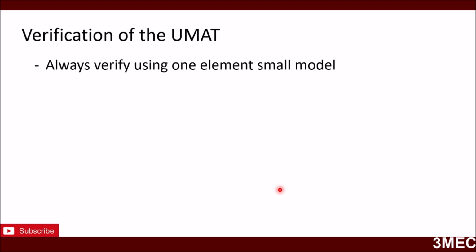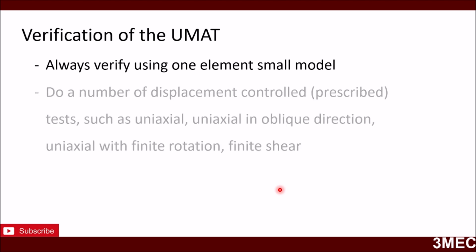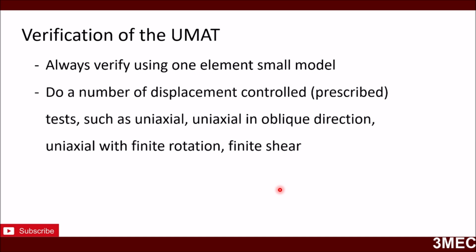Again, when you have made a UMAT, remember that it's a very specific thing, and it requires a lot of expertise to write a UMAT, and you need to verify and test your UMAT for all possible cases. So the best approach normally is to use a one element model. Create a one element cube, apply the uni-axial case, and do a lot of different types of displacement control tests. So you prescribe a displacement boundary condition and do maybe a uniaxial test, then maybe uniaxial in the oblique direction, finite rotations, finite shear.